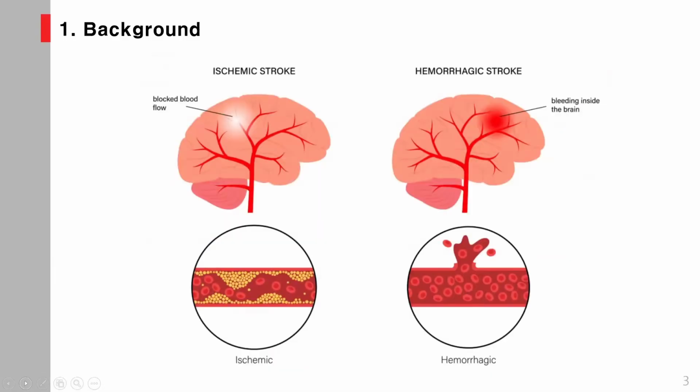Stroke is a disease in which brain tissue is damaged due to a problem in the cerebral blood vessel. It can be broadly classified into ischemic stroke and hemorrhagic stroke. As shown on the left, ischemic stroke occurs when a blood vessel becomes blocked by a blood clot or atherosclerosis, reducing blood flow to the brain. In contrast, hemorrhagic stroke occurs when a blood vessel ruptures and causes bleeding within the brain tissue. Because these two types of stroke have different causes and treatment strategies, rapid diagnosis and prompt treatment are essential.